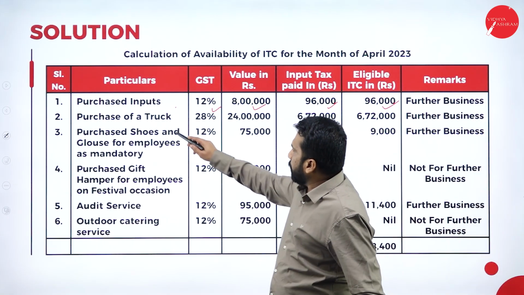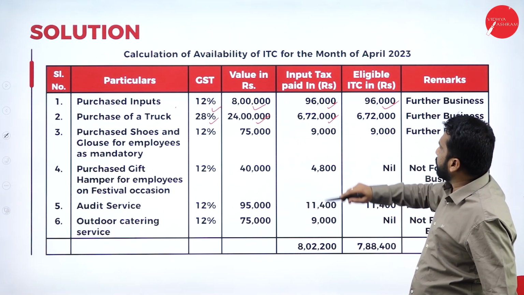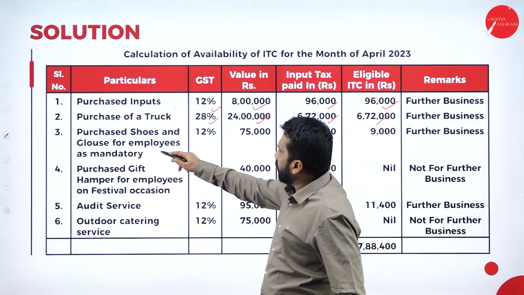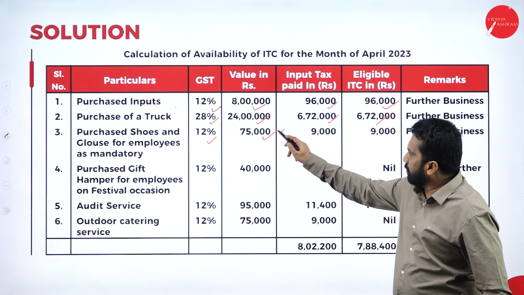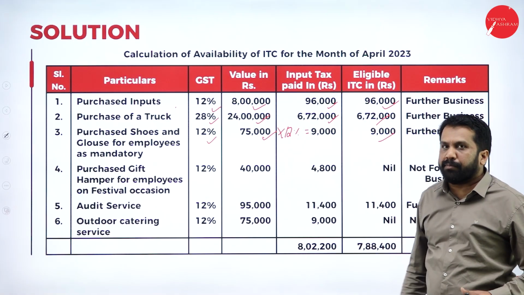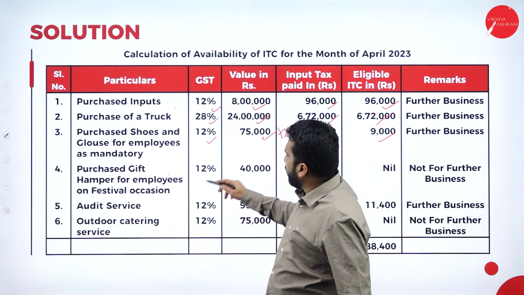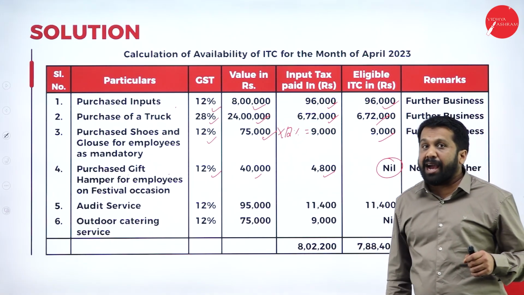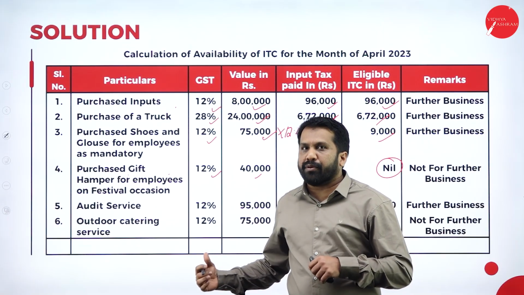Come to the second one. Purchase of truck, 28%, 24 lakh into 28%, completely eligible. Purchase of shoe and gloves for employee, 12%, 75,000 into 12%, you will get 9,000. 9,000 completely eligible. Purchase of gift hamper for employee, 12%, 40,000, 4,800. Remember, gift hampers are not part of business, so we don't consider them for your input tax credit.